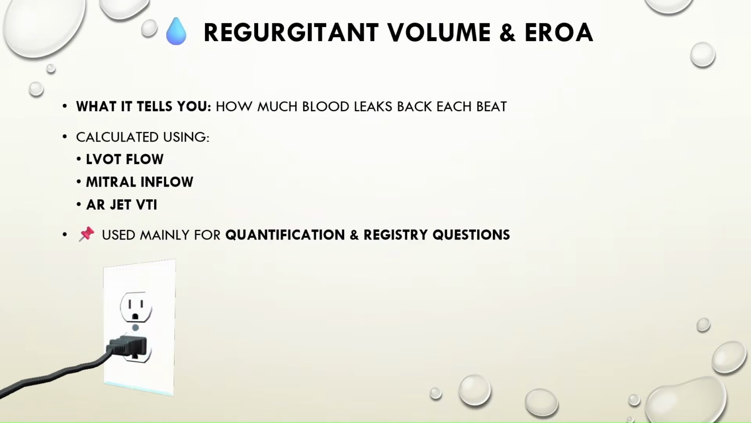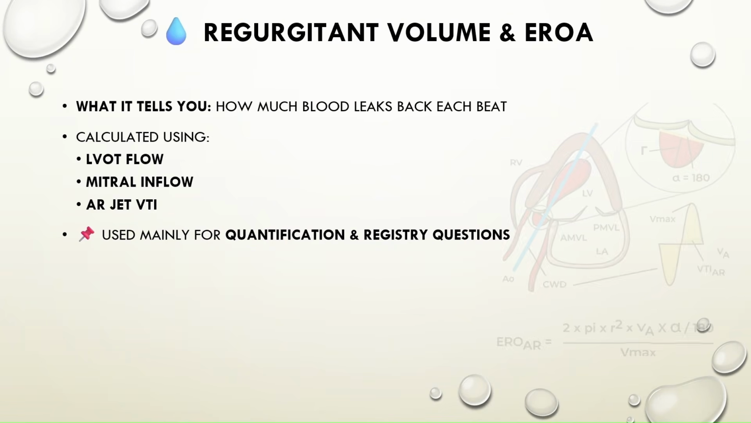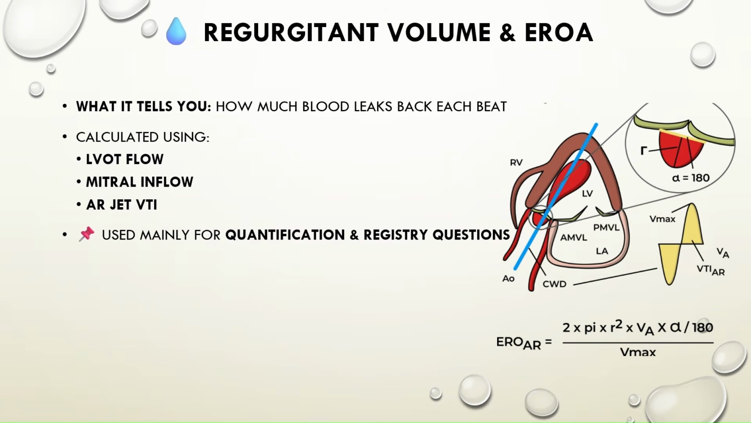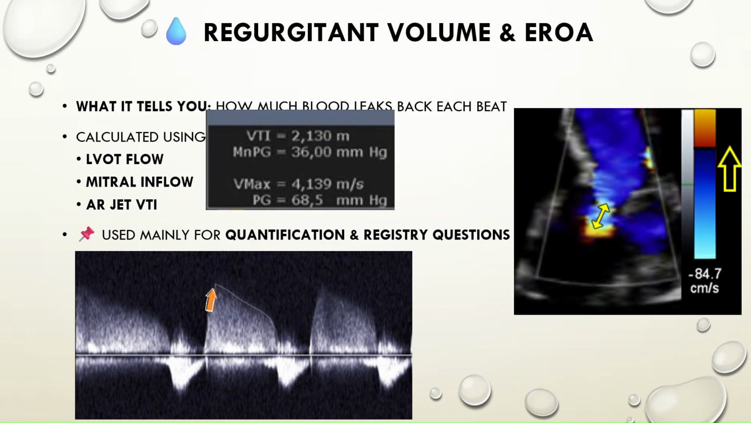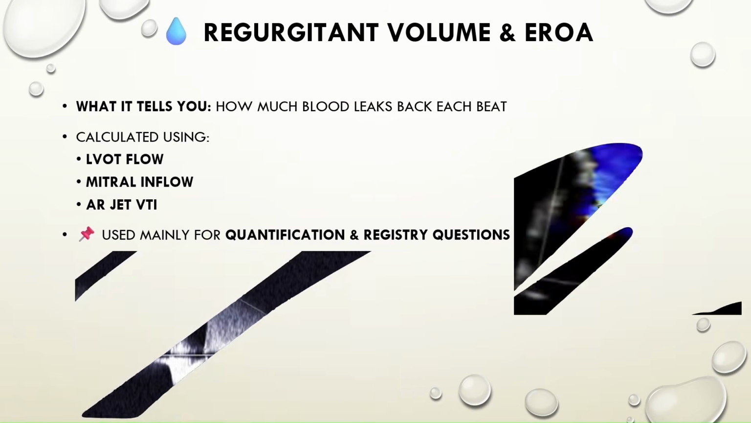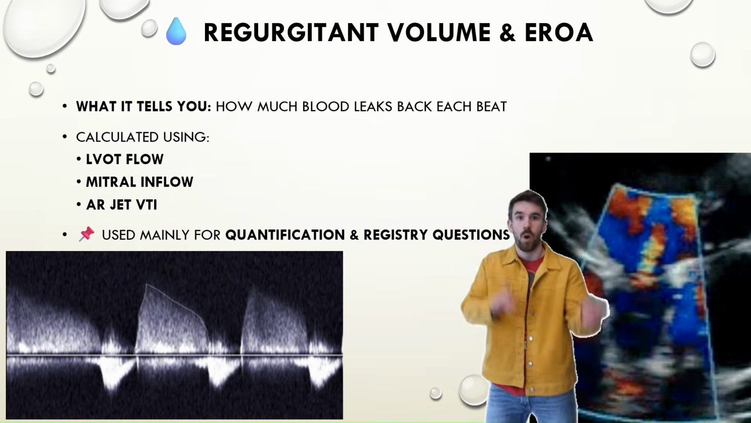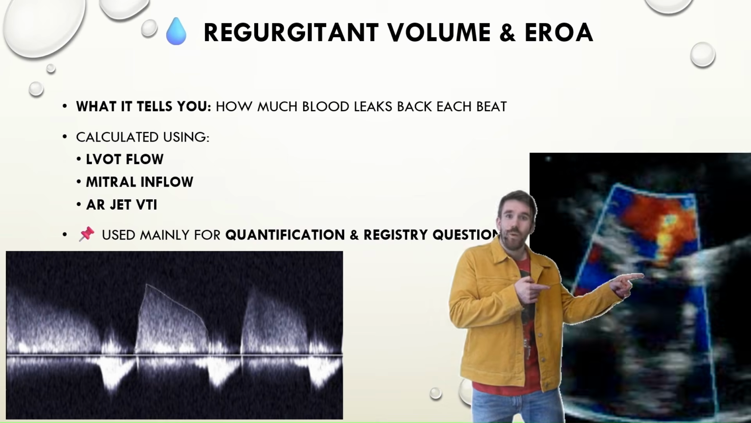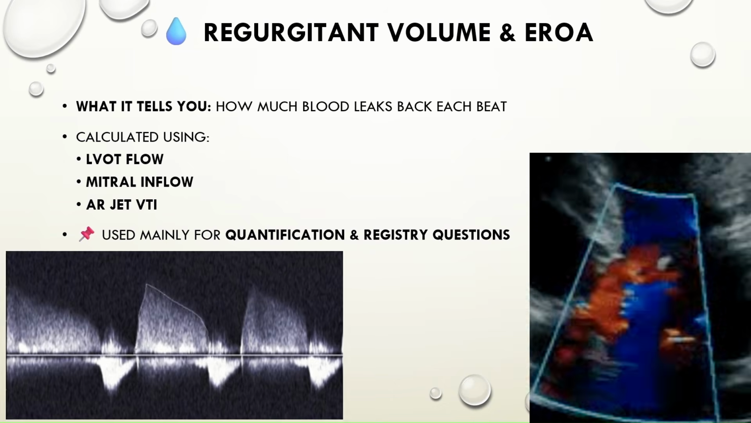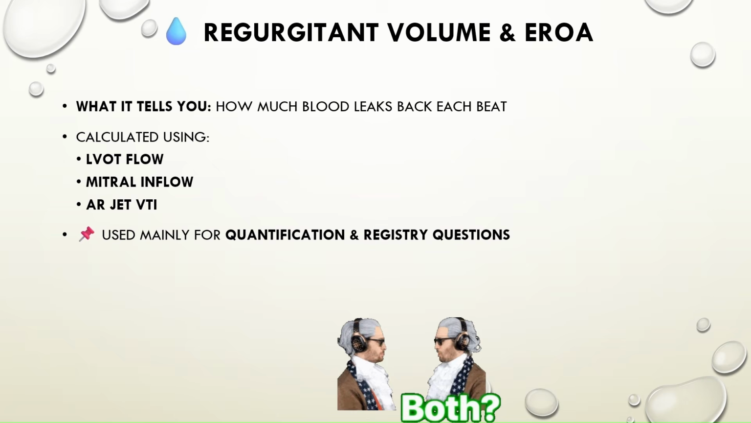Now let's talk about how these two are actually connected. These measurements are connected because regurgitant volume is calculated using EROA and the regurgitant jet VTI. Remember, EROA represents the size of the leak, the VTI represents how much blood flows backwards through that leak over diastole, and together they determine the total backward volume per beat.